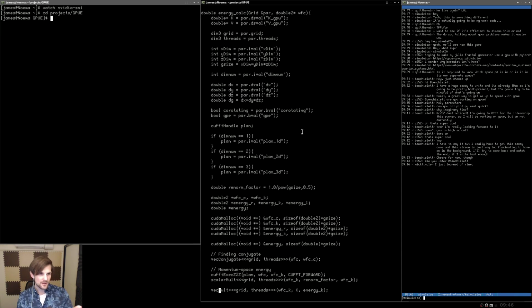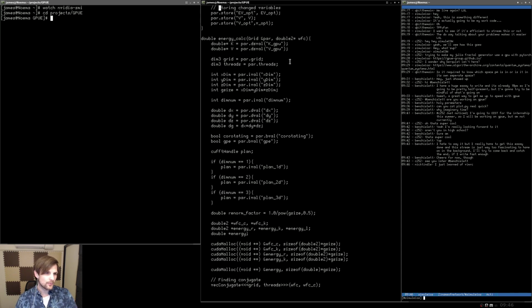Okay, so let me describe what's going on here. We have this function called energy calc. It returns an energy, which is a double value. We have double star K, double star V, and these we're taking from some large parameter class, and we call them a double star value. So we're taking the double star value of K GPU.